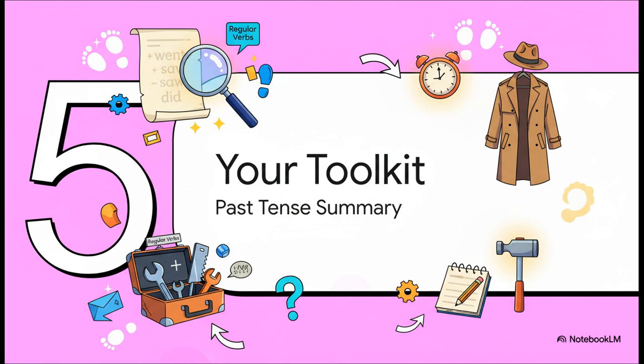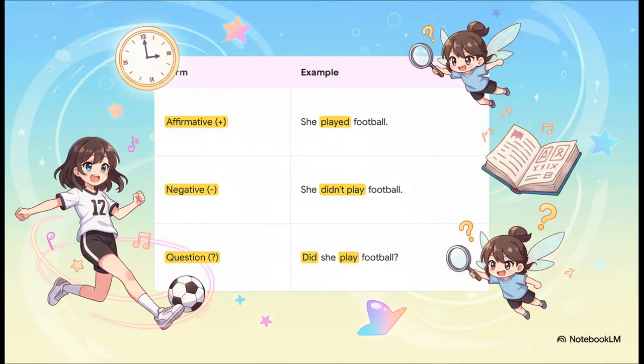Fantastic work, detectives. You've gathered all the clues and you've mastered all the techniques. So let's put everything we've just learned together into one super handy toolkit. Let's do a quick review of our complete toolkit. As you can see right here for the affirmative, the positive statement, we change the verb, played. For the negative, our helper didn't jumps in, so we get didn't play. And for questions, did moves to the front. Did she play? And that's it. That's your complete guide to the past simple.